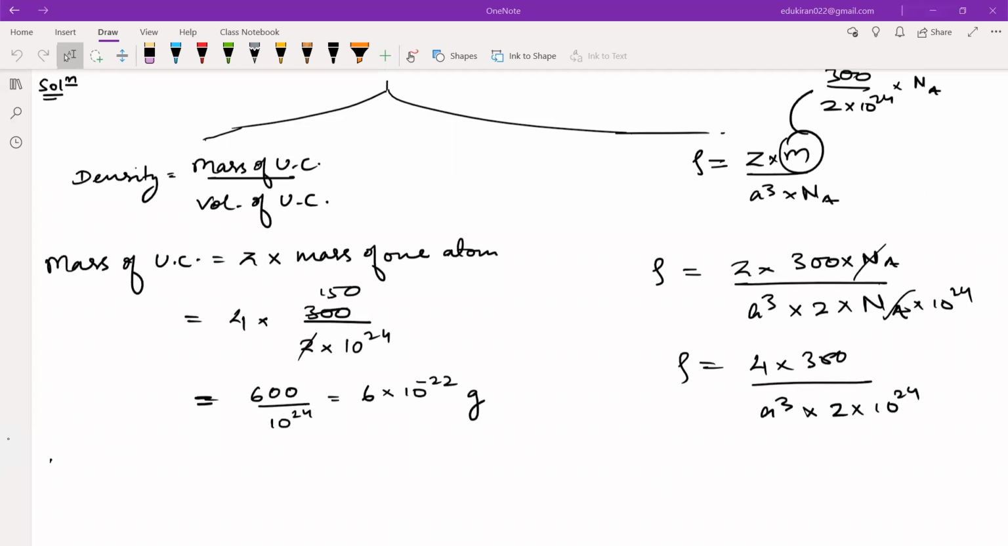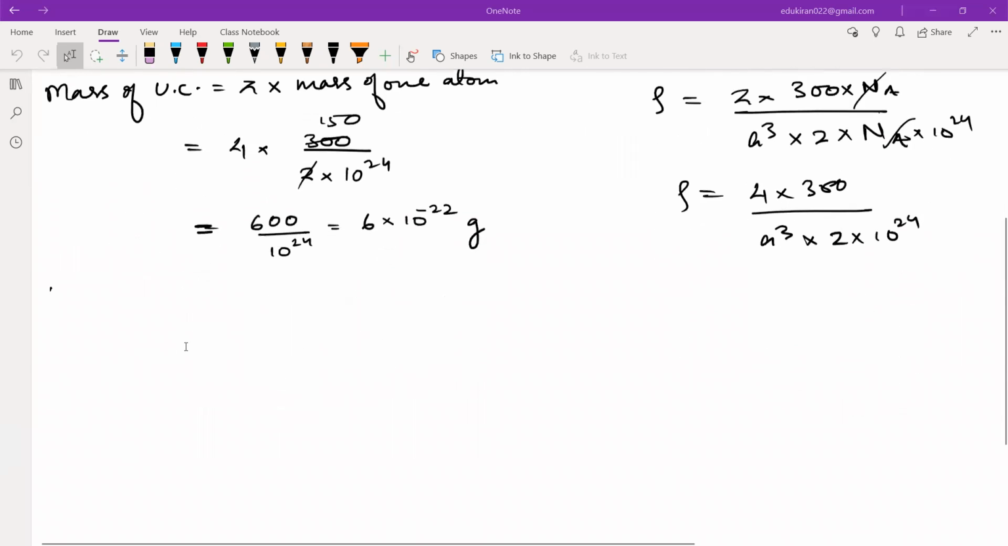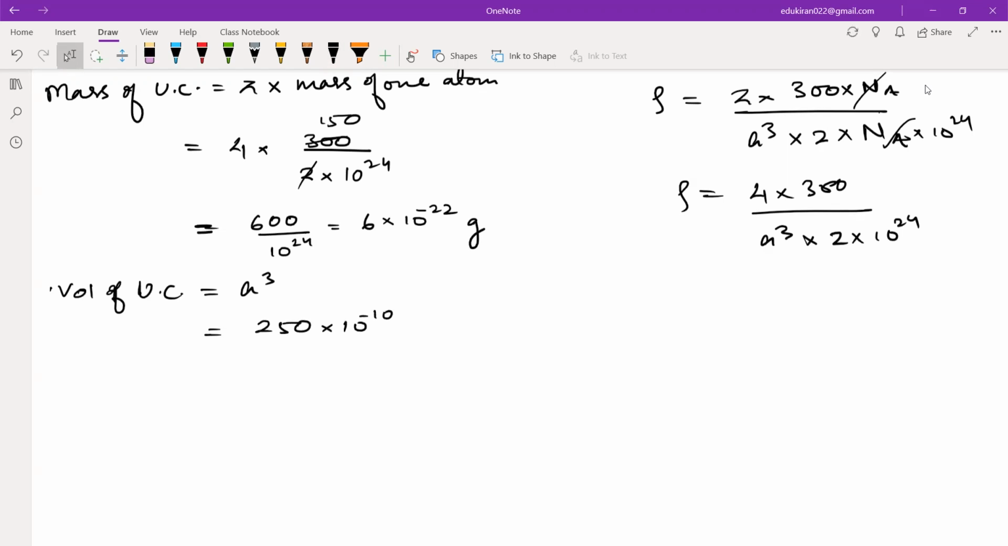Sir, I'm actually confused at the calculation. Could you do the calculation? Let us do the calculation now. So what is the first calculation that I will do? I have got the mass here. Now the volume of unit cell is A cube. What is A here? 250 picometer, right? How will picometer become centimeter? 250 into 10 to the power minus 10. This will be in centimeter, and this will be cubed.